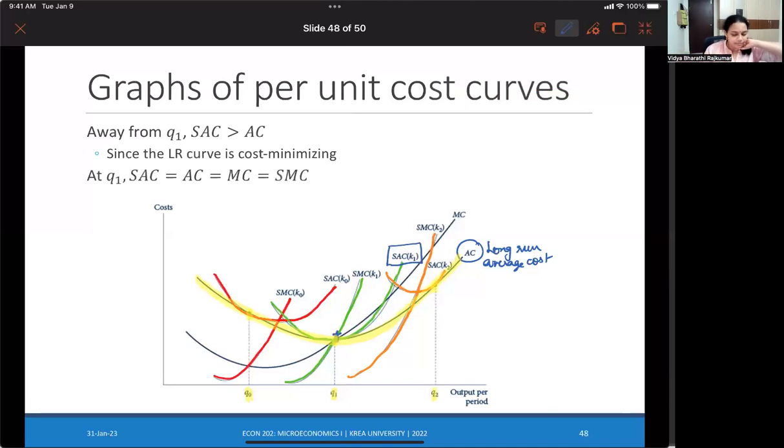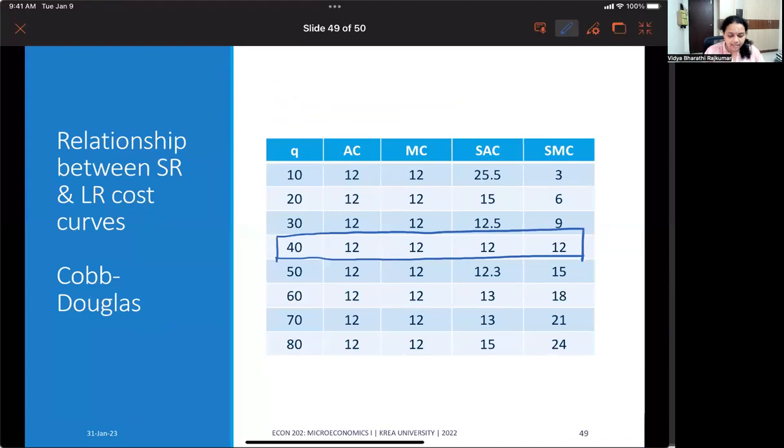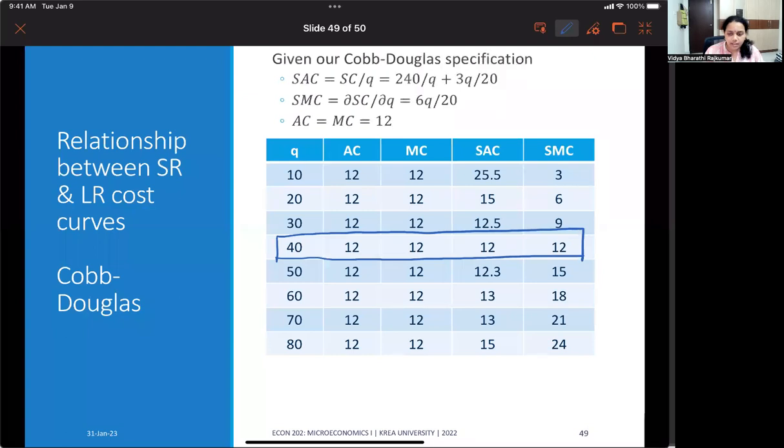Okay, and then this table just follows through from the previous example. Notice that at Q equal to 40, you have all of these points being very nicely tangential to each other. So this is the point where your long-run AC equals long-run MC equals AC and MC for a particular short-run period. So that's what this table indicates.